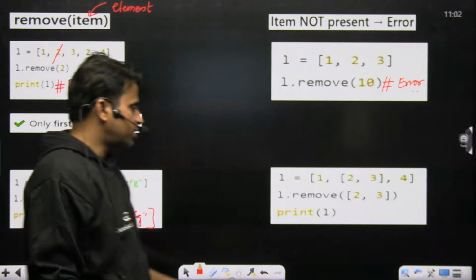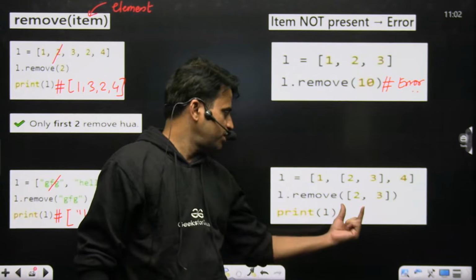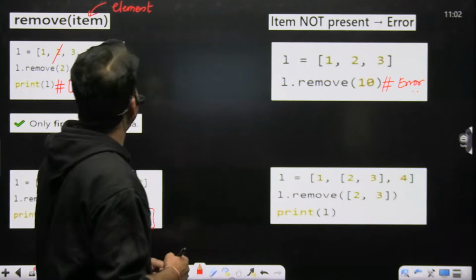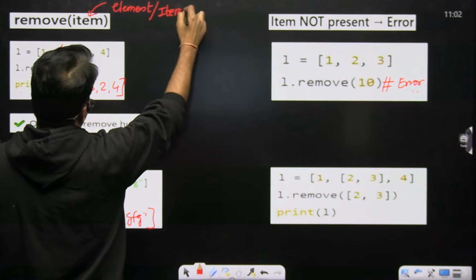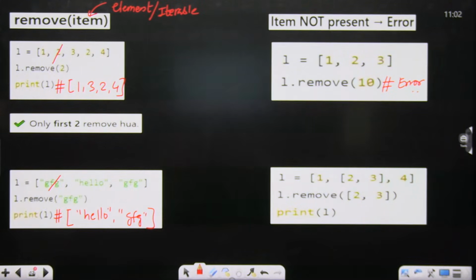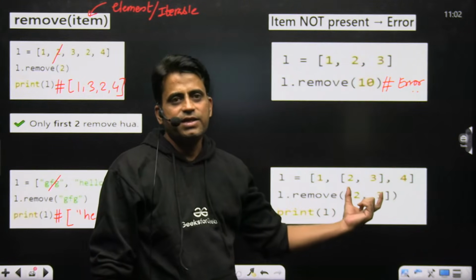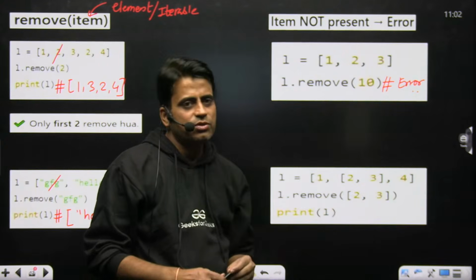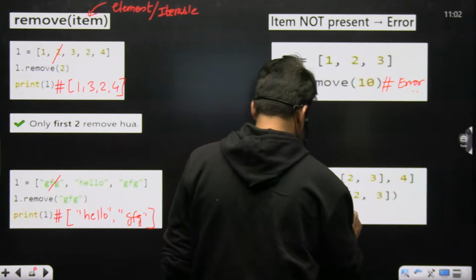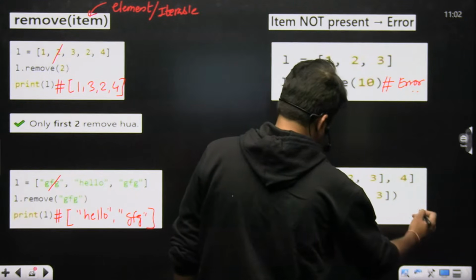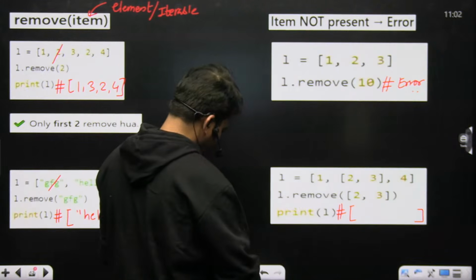I want to remove, sir, this entire list. Can I pass this list here, student? You can pass an element, or an iterable object also. Okay. So the exact matching sublist is removed, student. So what is the answer for this one? Is it an error or some answer? It produces some answer. It gives output or error, student.